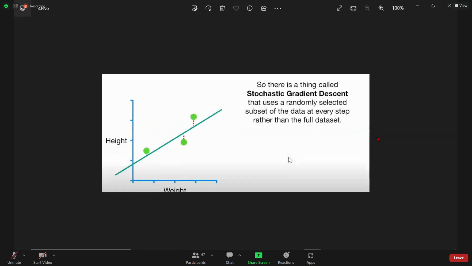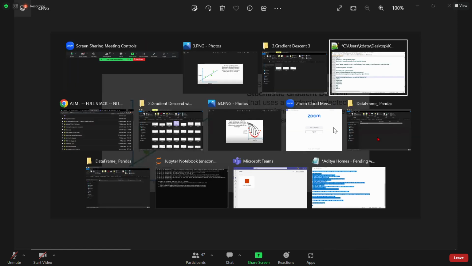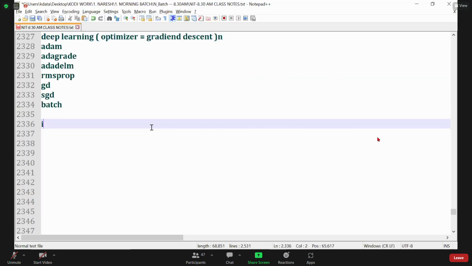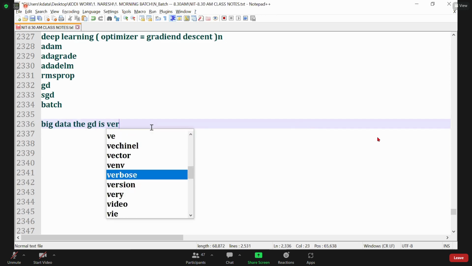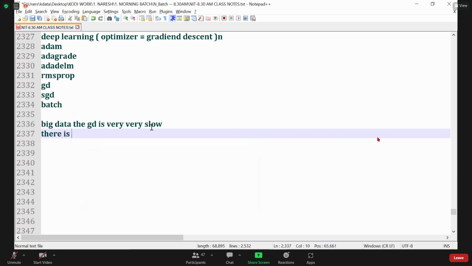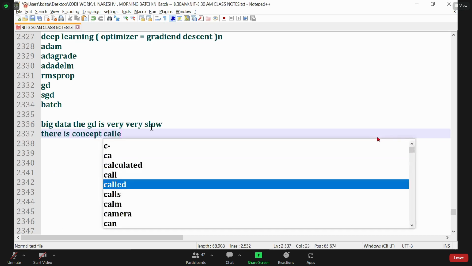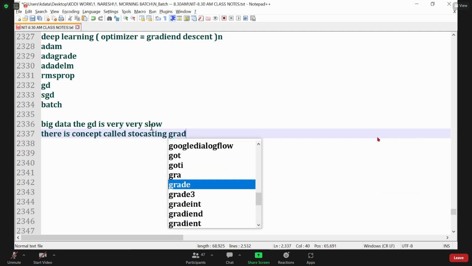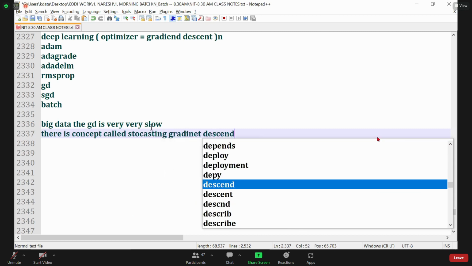So that's why there is a thing called stochastic gradient descent that uses a randomly selected subset of the data at every step rather than the full data set. I just want to let you know, team, for big data, gradient descent is very, very slow. So there is a concept called stochastic gradient descent. Are you clear, guys, what I'm trying to say?